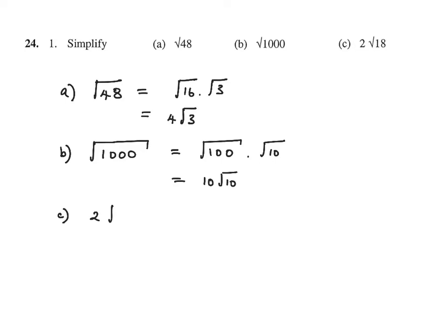2 root 18, we can't do anything with the 2 just now. Square root of 18 breaks down into root 9, root 2. Now the square root of 9 is 3. So it's 2 times 3, 6, 6 root 2.